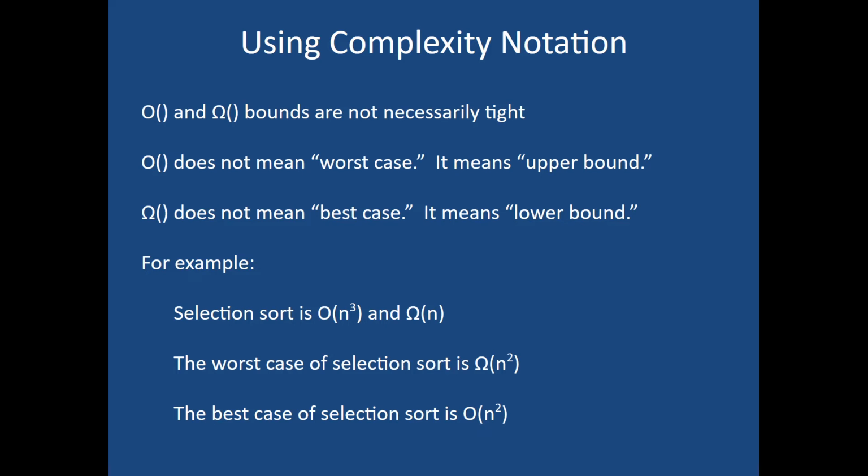So it's perfectly fine to say the best case of selection sort is O of n squared. You're just putting an upper bound on the running time of the best case. You can put a lower bound on the running time of the worst case.